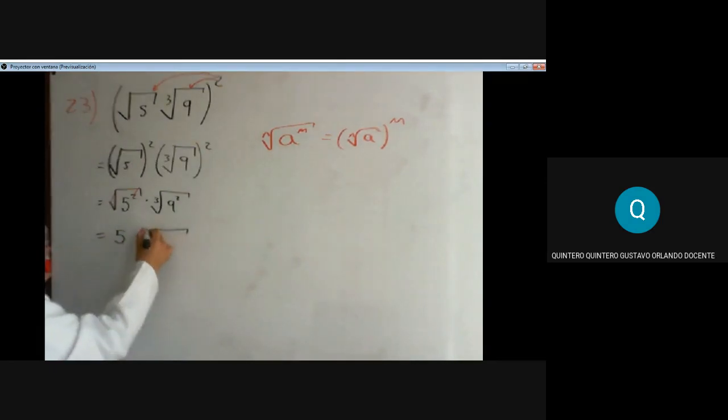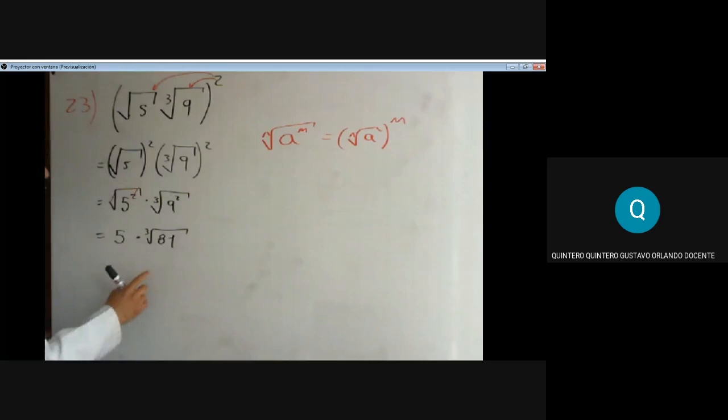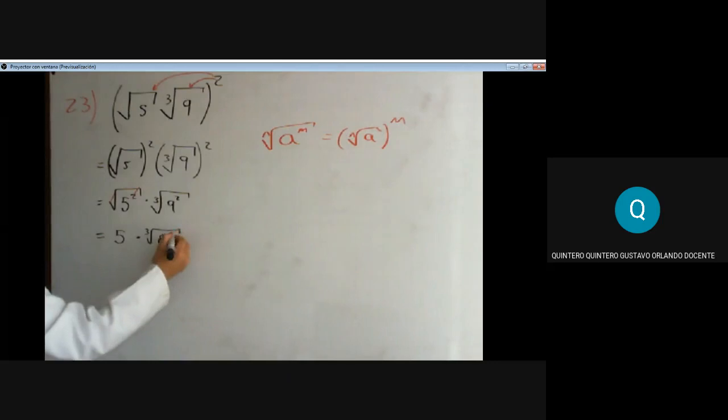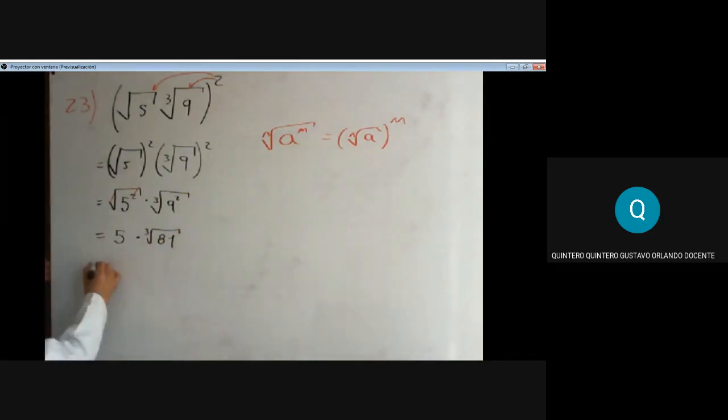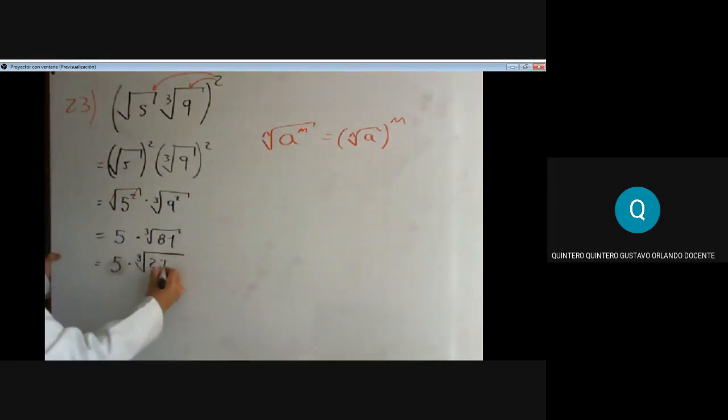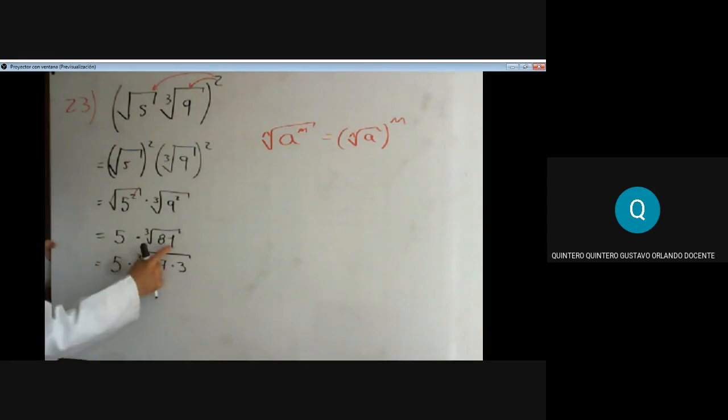Let me just write it here. 81. But this 81 can be expressed as a multiplication that we can cancel with the cubic root. This is the multiplication I am talking about: 5 by 81 can be expressed as 27 by 3. If you do this multiplication, 3 times 7, that's 21, so leave the 1 and carry 2. 3 times 2 is 6, plus the 2 is 8. You see? So 27 by 3 is the same as 81.